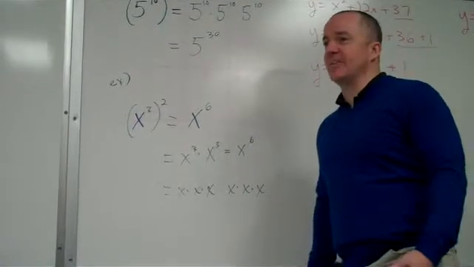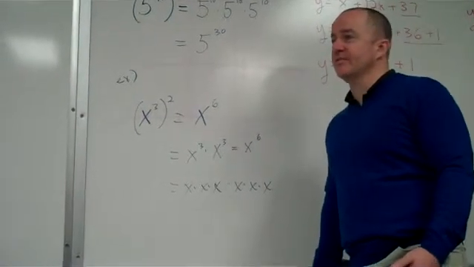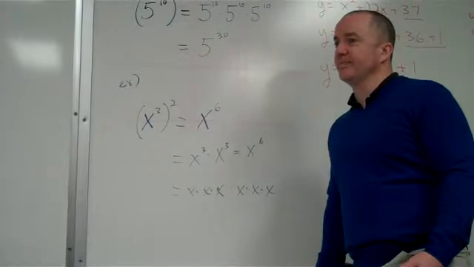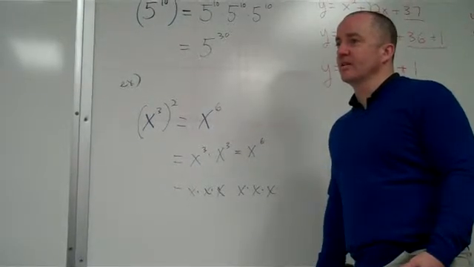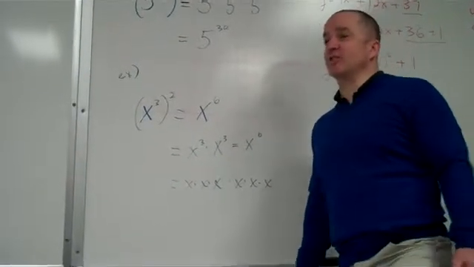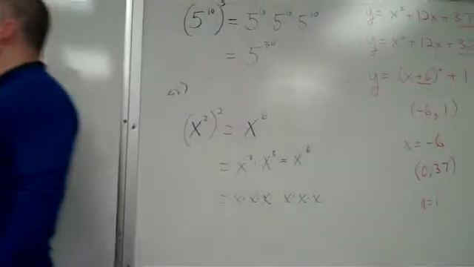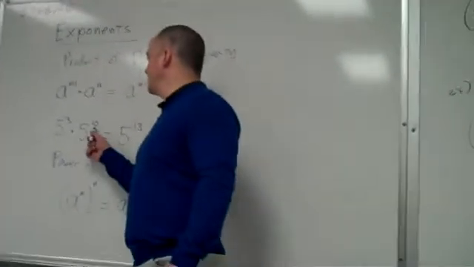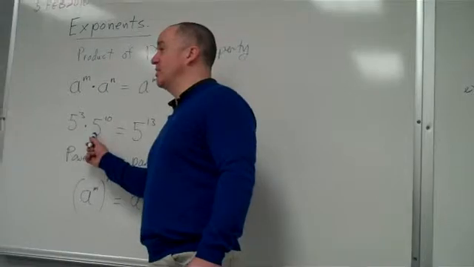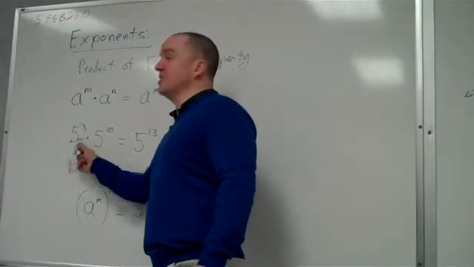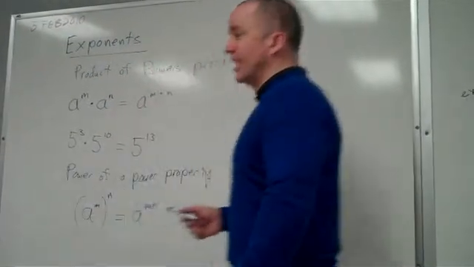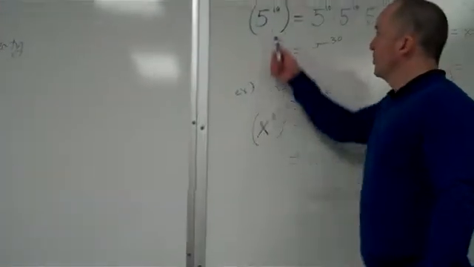So the difference between the first part, the add, and the second, the multiply? Yes, but you have to keep track of which situation is which. 5 cubed times 5 to the 10th: you're multiplying two numbers together. They each have exponents in the same base.